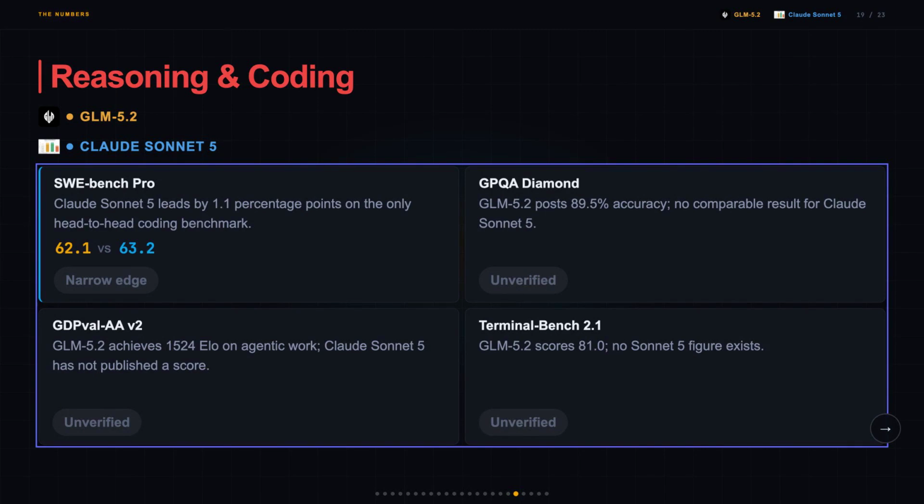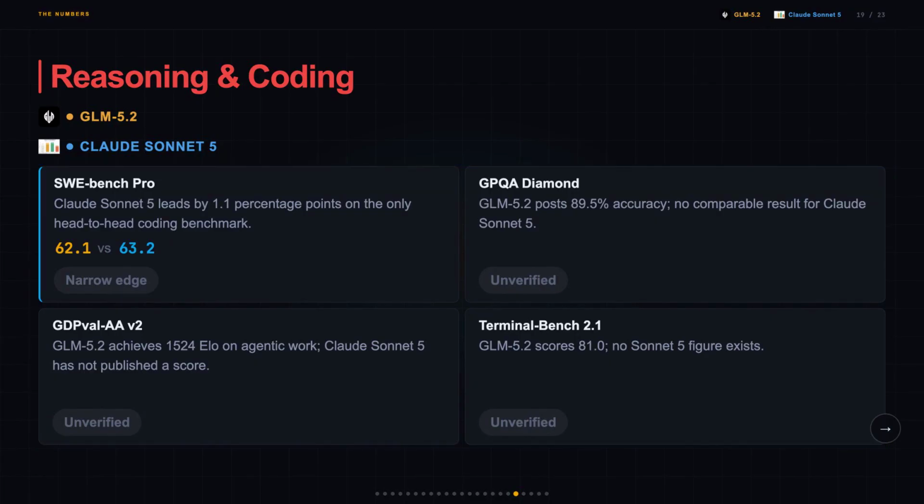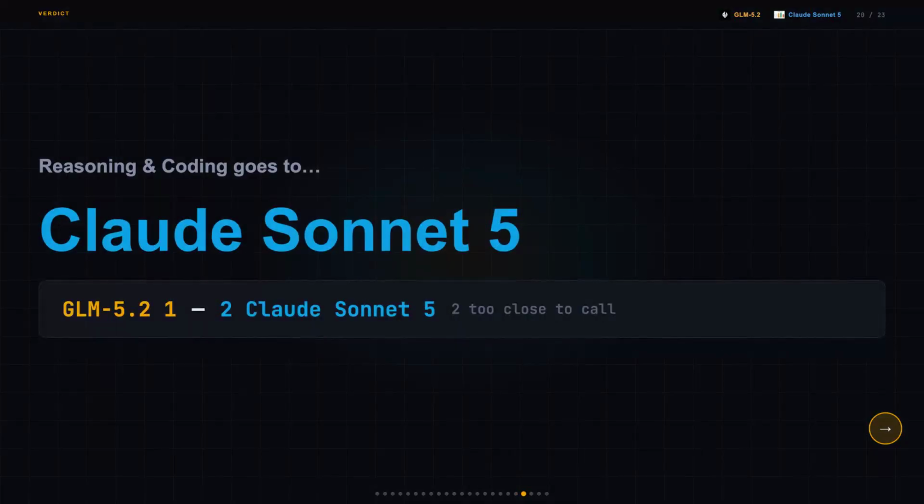scores 62.1, a 1.1 point gap that's pretty narrow, and while GLM 5.2 posts strong numbers elsewhere, like 89.5% on GPQA Diamond and 81.0 on Terminal Bench 2.1, Claude Sonnet 5 hasn't published scores on those, so I can't compare them directly. Claude Sonnet 5 takes the coding test, but barely.